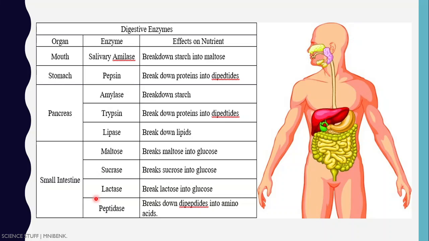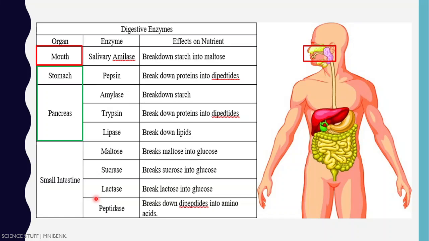Okay, so we're going to start with the mouth first. In the mouth, there's one enzyme, which is salivary amylase. What does salivary amylase do? It breaks down starch into maltose. Okay, so we're going to move on to the next organ. Oh, sorry, that is the location of the mouth. Okay, so we're going to move to the next organ.